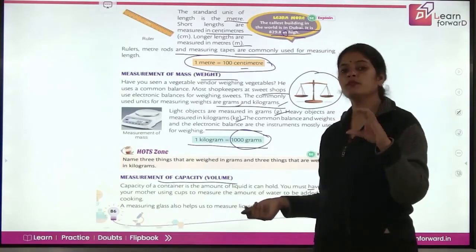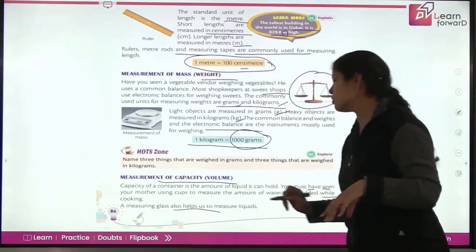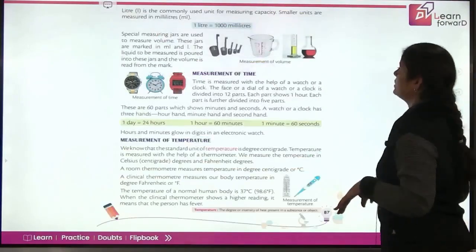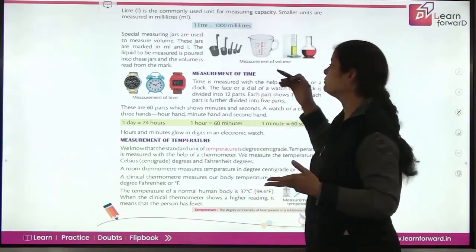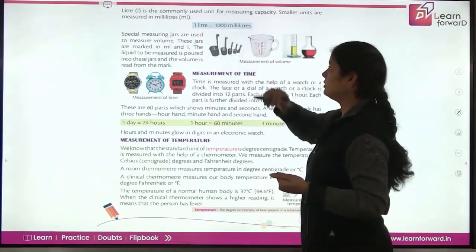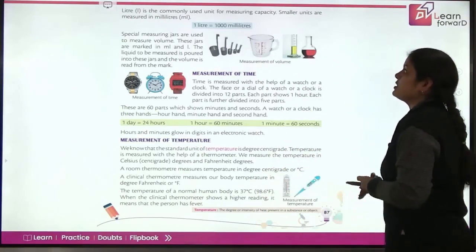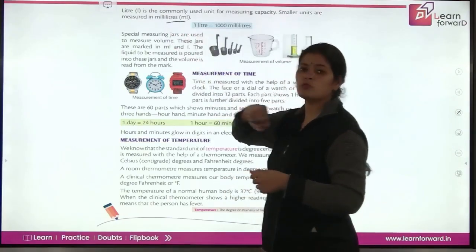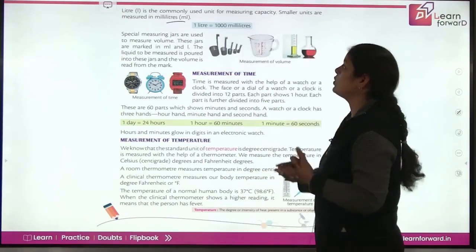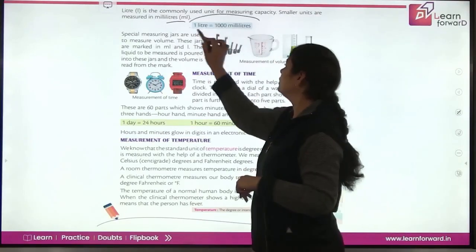So the volume of the cup, the volume of the container, the volume of the bottle. The measuring glass also helps us to measure liquids. These are the measuring glasses or beakers. Liter, L is the symbol, is the commonly used unit for measuring capacities. Smaller units are measured in milliliters. 1 liter is equal to 1000 milliliters. This again you have to learn.